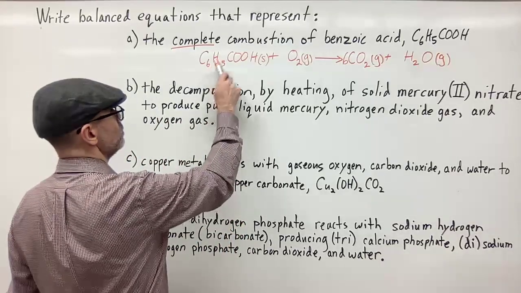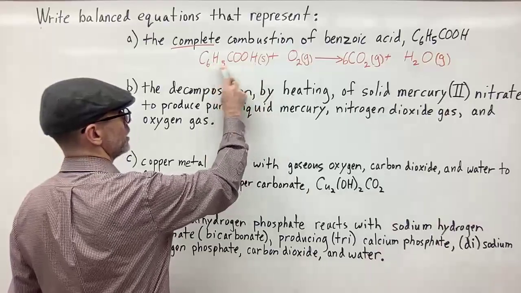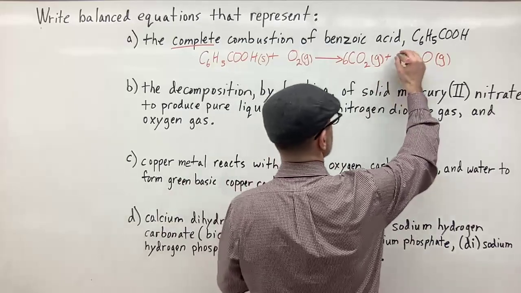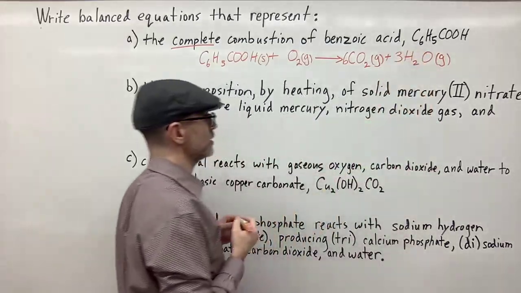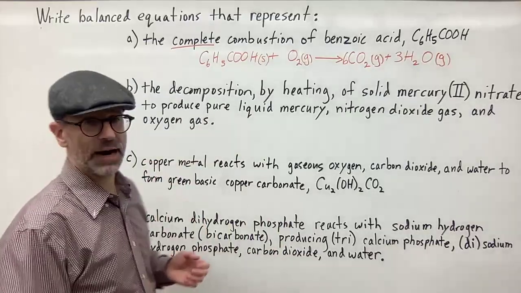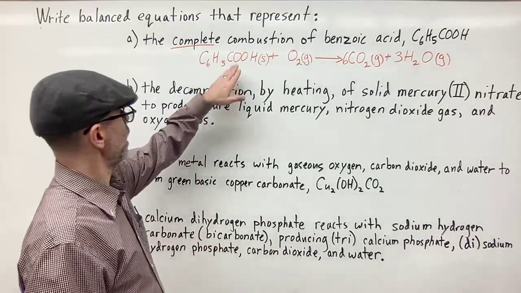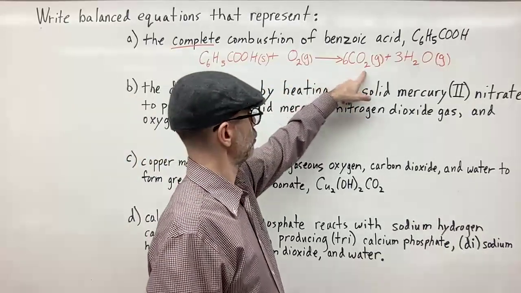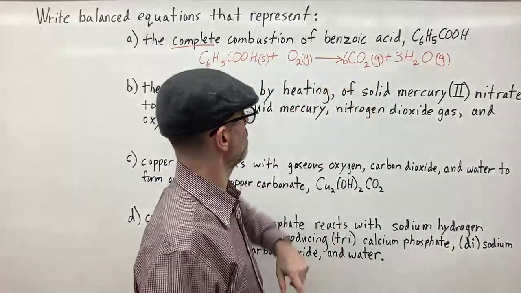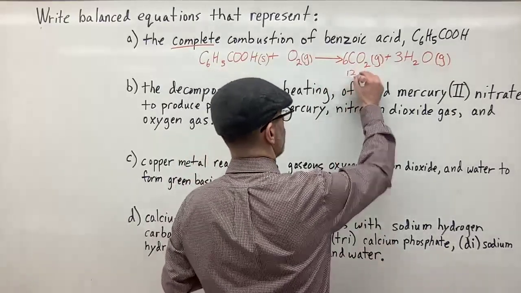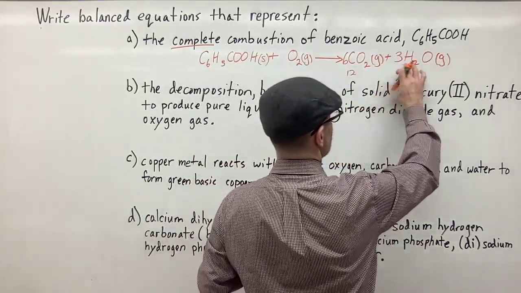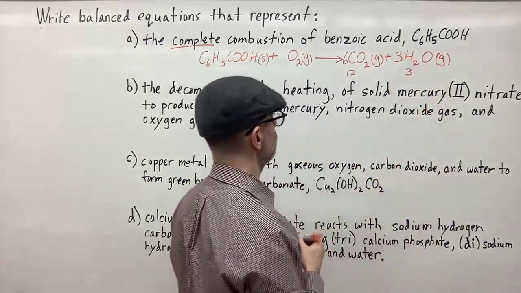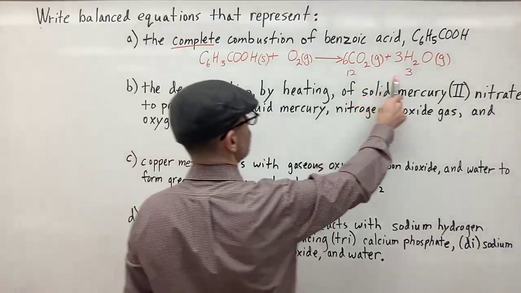So here I have 6 hydrogen: 5 here, 1 there, 6 hydrogen. Here I only have 2, so I need to put a 3 here because 3 times 2 is 6. And then finally the oxygen. Here I have 2, and here I have 2, that's 4. Here I have 6 times 2 is 12. So I'm going to put a 12 there. And here I have 3 times 1 is 3. So here I have a total of 15.